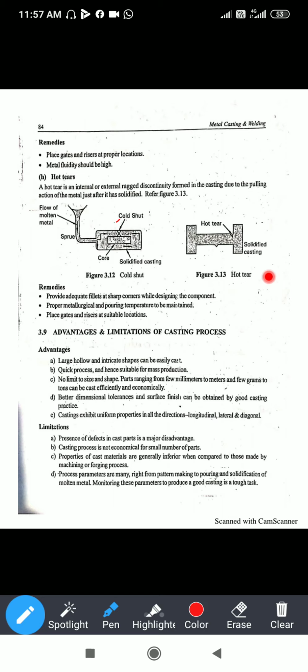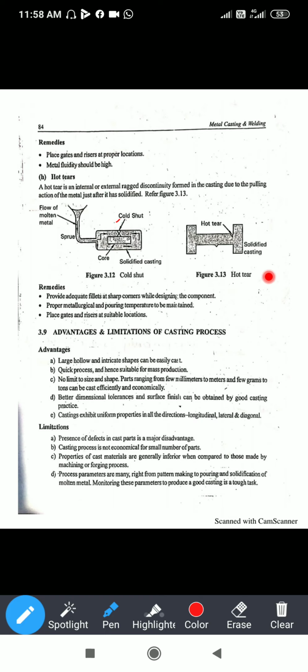The first one, the presence of defects in the casting parts is a major disadvantage. The defects are not easily identified in the casting, and removing the casting defects is a major disadvantage of the casting process. If the casting has defects, it may cost heavily. The casting process is not economical for small numbers of parts. For a small production, for one or two pieces, casting is not economical. It is costlier.